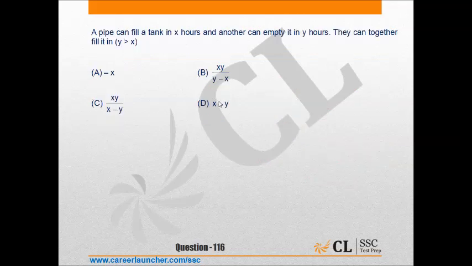A pipe can fill a tank in x hours and another can empty it in y hours. They can together fill it in? Very simple question. Answer should be 1 upon (1 by x minus 1 by y). This will give you xy upon y minus x.